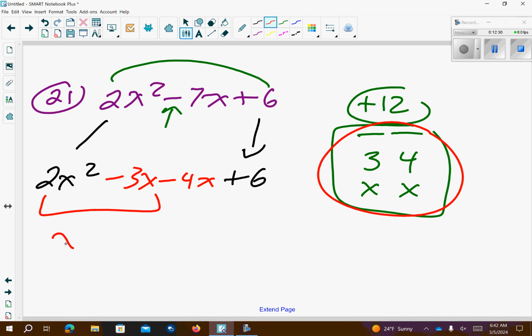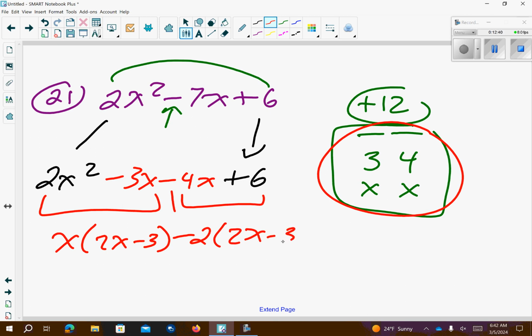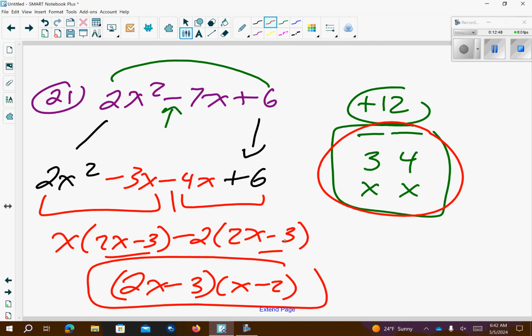So I can factor an x out of that, and that leaves me 2x minus 3. The negative sign comes down, factor 2 out of those. Oops, I meant to add a minus there, and that's also a minus because I factor the negative out. Those are the same, that's great. So we get 2x minus 3 and x minus 2. There we go.